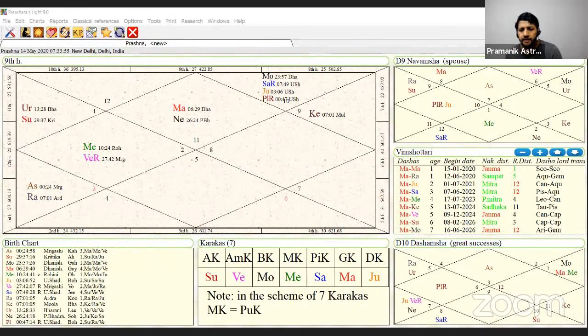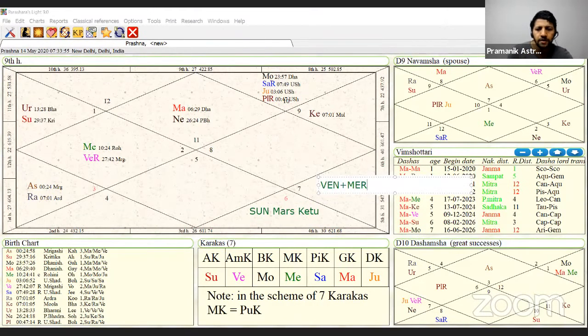Sir, what will be the effect of Sun, Mars, and Ketu in conjunction in the sign of Virgo, 8th house, and Venus and Mercury in Libra, strong conjunction in the 9th house. Venus and Mercury in Libra and Sun, Mars, Ketu in 8th. Sun, Mars, Ketu, and Venus plus Mercury here. When we have Ketu here, Rahu goes here.